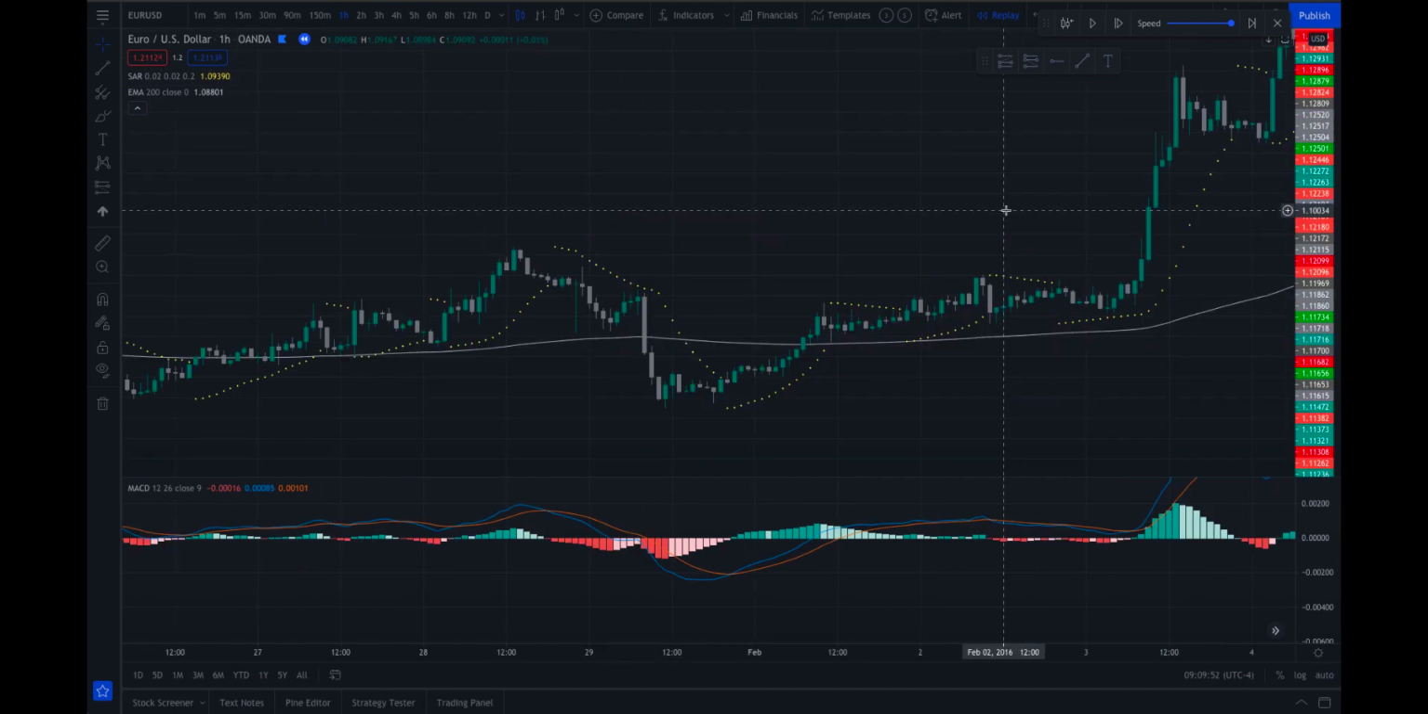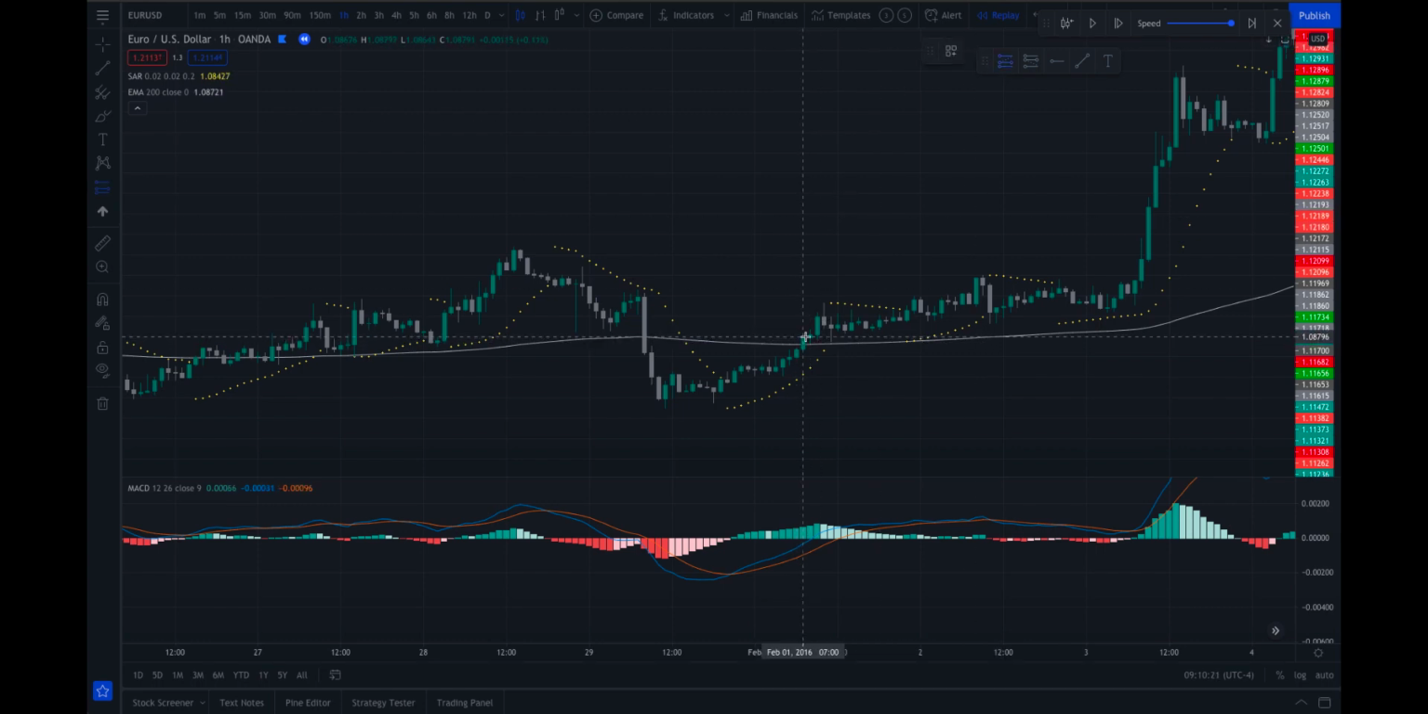For long entries, we're going to wait when price moves above the 200 EMA. We're looking for a PSAR entry signal, and the MACD and signal line to cross under the zero line. So as long as the MACD or signal line do not cross the zero when you get your signal, which would be here when price closes above the 200 EMA, that's a good entry.